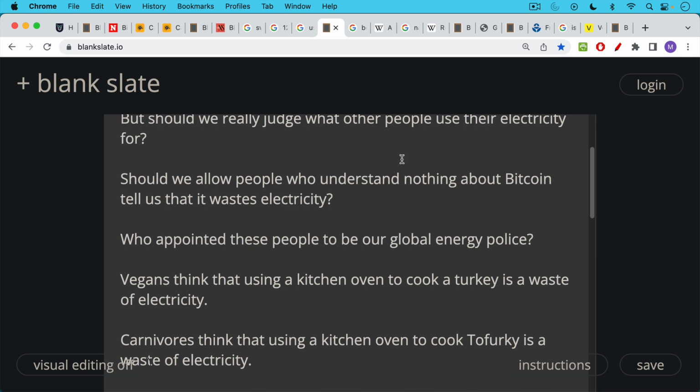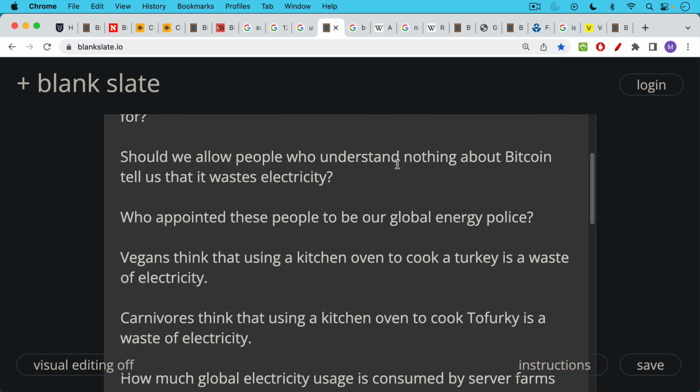But the bigger question is, who actually appointed these people to be our global energy police? I never voted for anyone to tell me what I can use my electricity and my natural gas for, that I've paid for with money that was earned honestly. And this is the problem. There are a lot of different opinions out there.